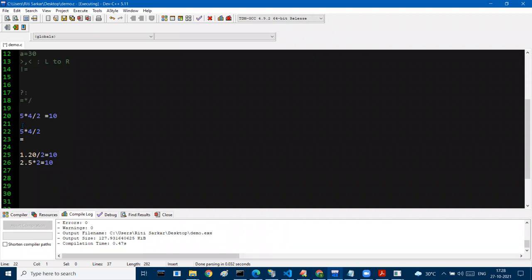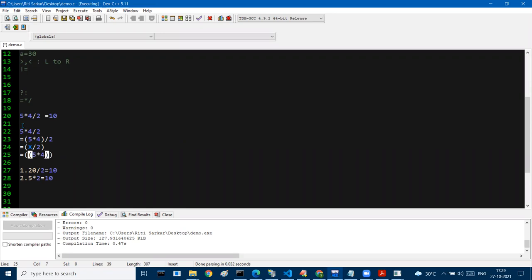Now you said left to right, na? So first which part will be bracketized? This part, 5 into 4. This part got bracketized. Now divided by 2. Let us assume it is x by 2. Now you bracketize this part, and now you put the value of x. Then how will it look?